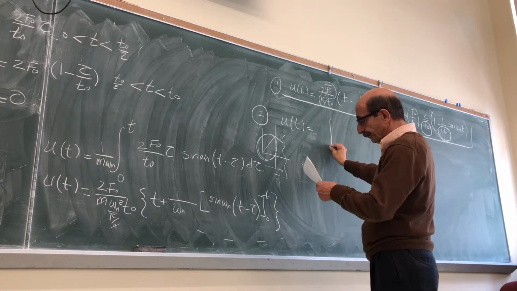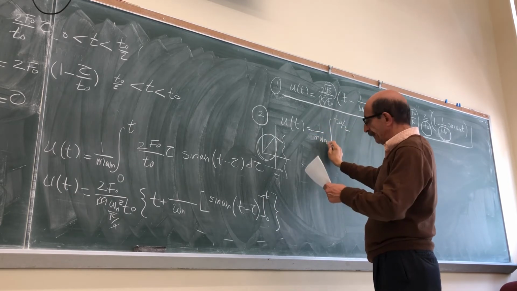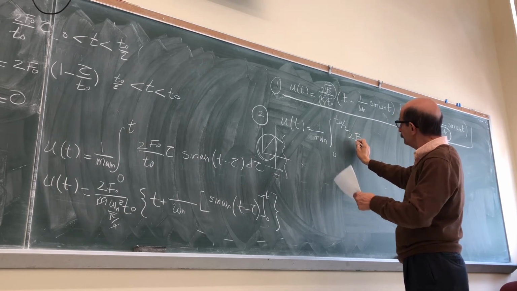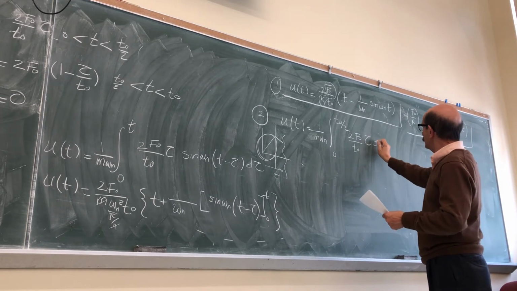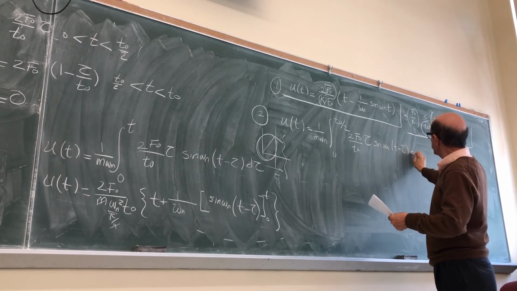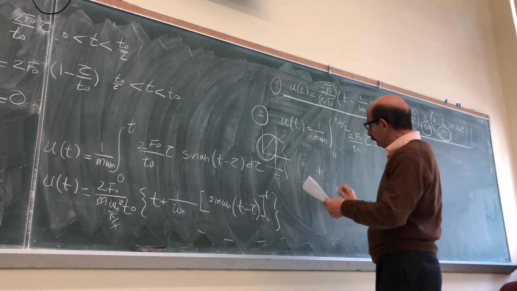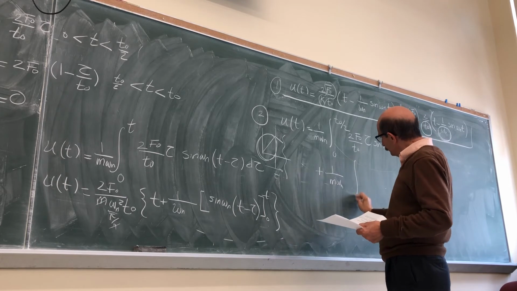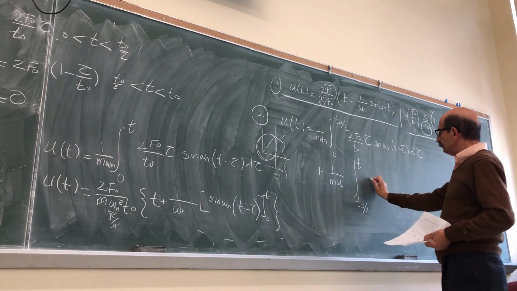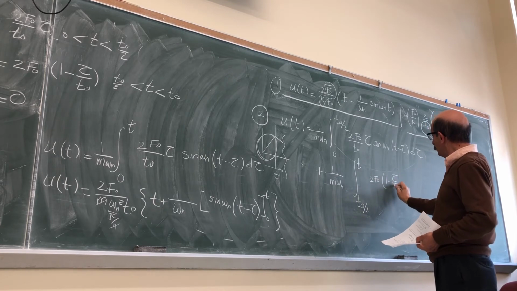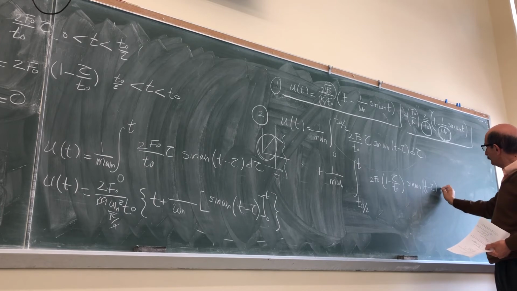So you have the integral from 0 to t0/2 of 1/m⍵n of 2f0/t0 tau, okay, which is sine ⍵n (t minus tau) d tau, which is actually for here to here, plus the integral 1/m⍵n from t0/2 all the way to any point of time of 2f0 times (1 minus tau over t0) sine ⍵n (t minus tau) d tau.